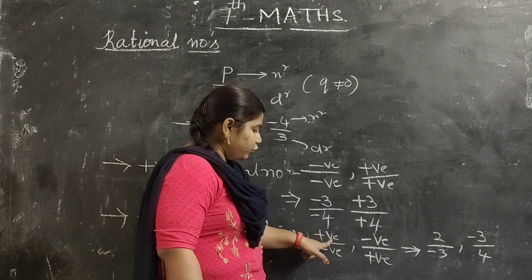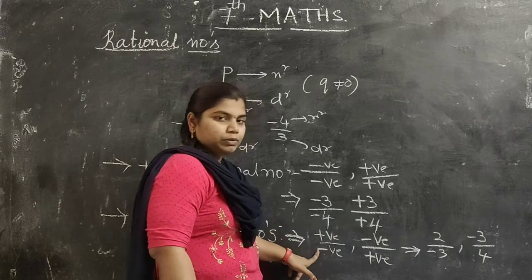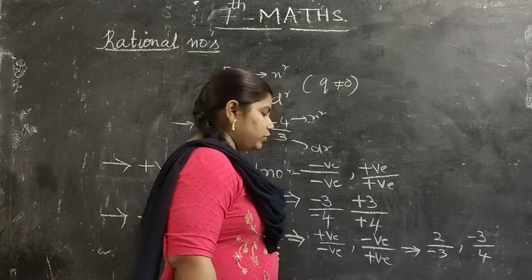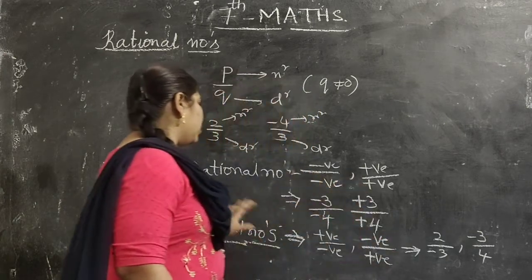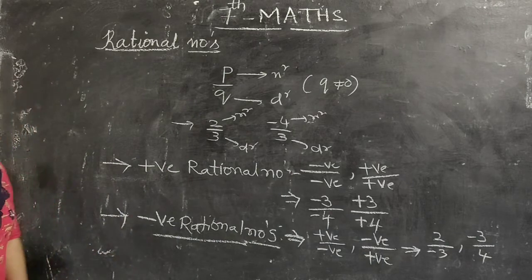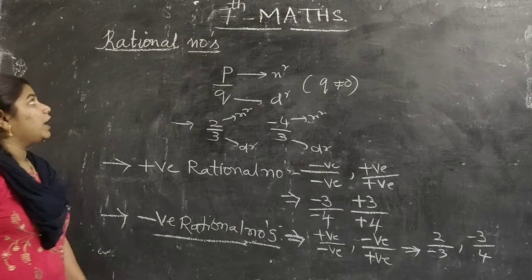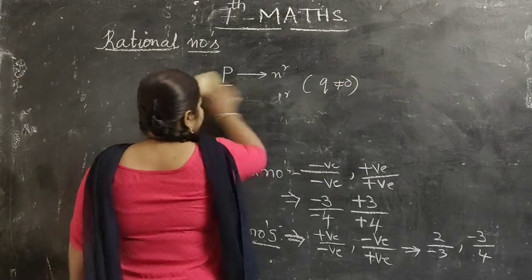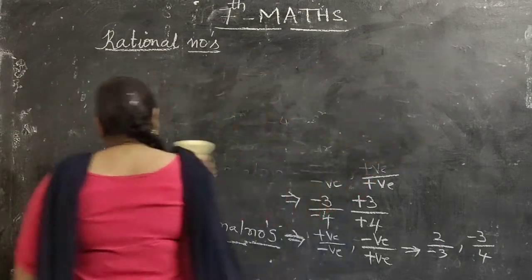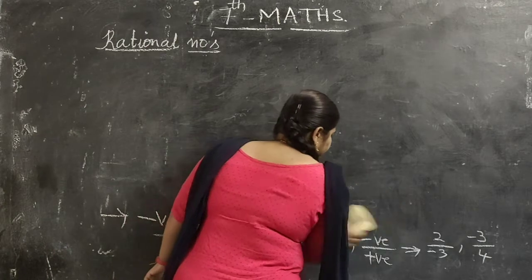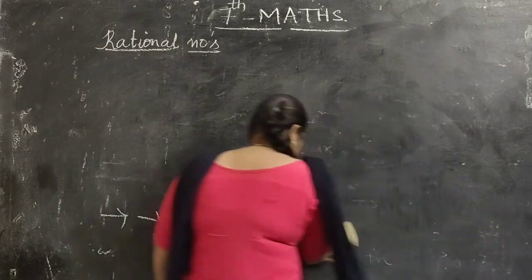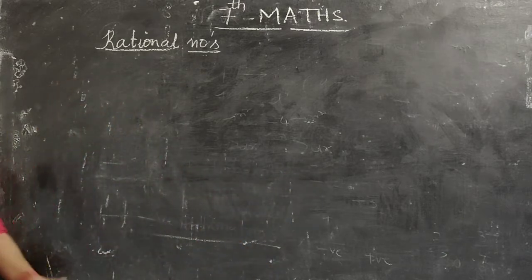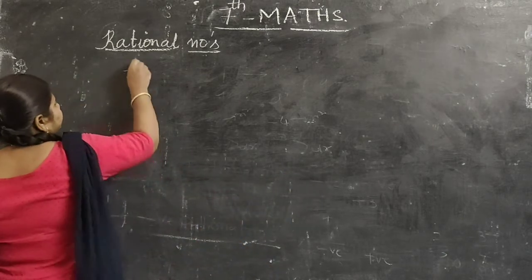That means if numerator is positive, denominator will be negative. If numerator is negative, denominator will be positive. So these types of numbers we will call negative rational numbers. Next is how to represent the rational numbers on a number line. We will see. So next is representation of rational numbers on a number line.